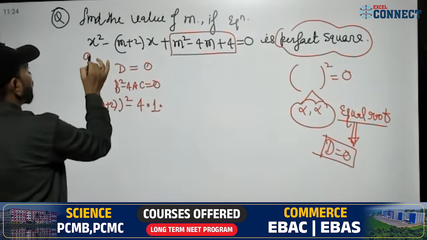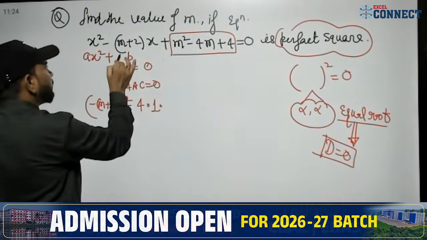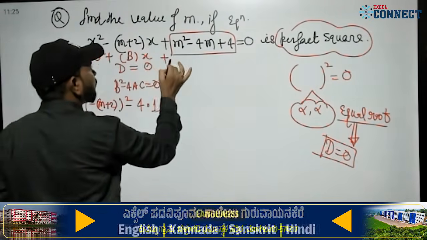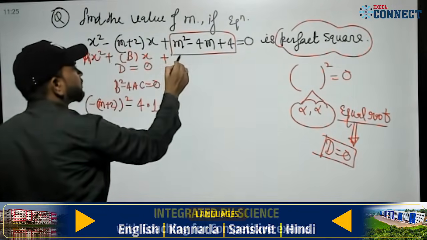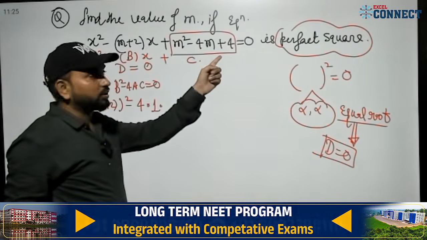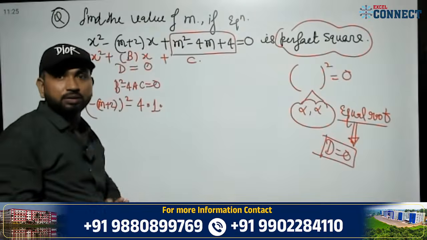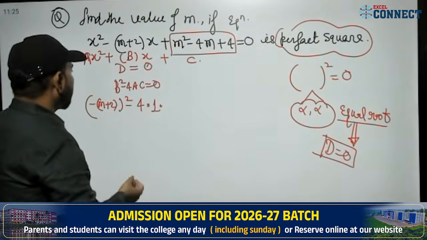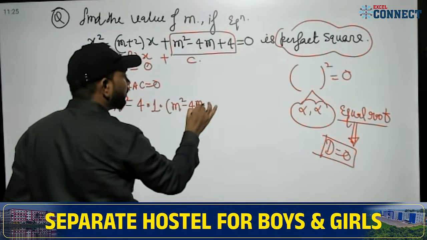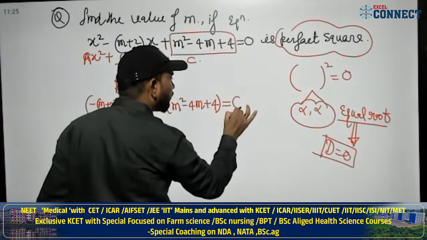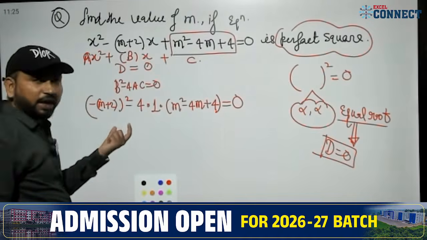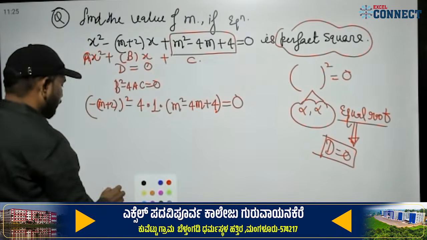Because you compare ax square plus something into x, this is b, and a is the coefficient of x square, and whatever constant apart from x, this is C. So C is m square minus 4m plus 4. So C is this. So this 4 into a into c, c is m square minus 4m plus 4, this must be equal to 0. Now here is again a quadratic equation, you need to solve this.